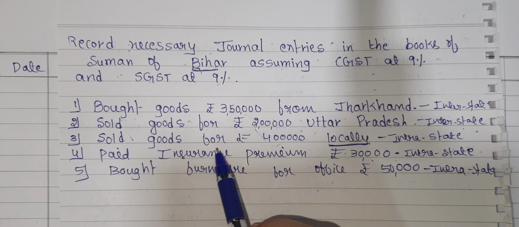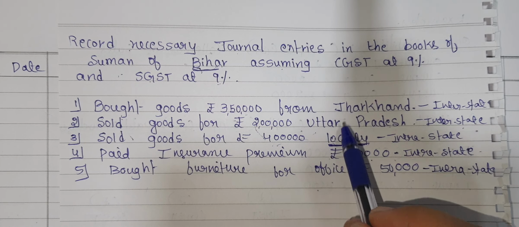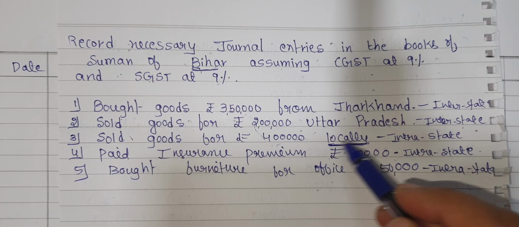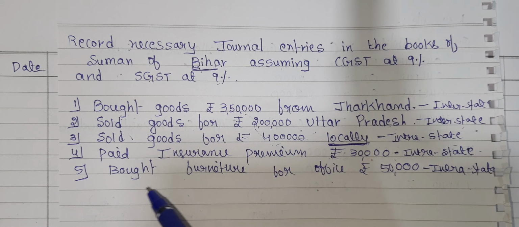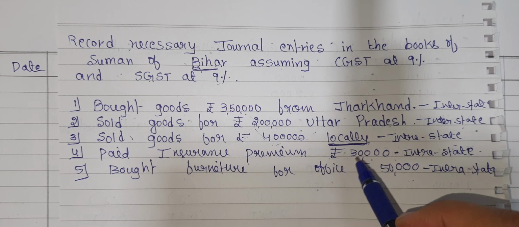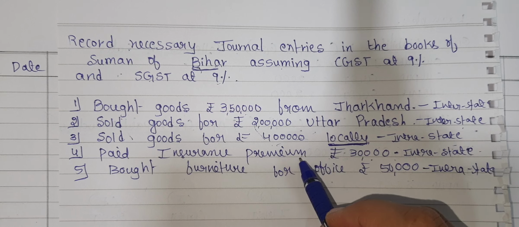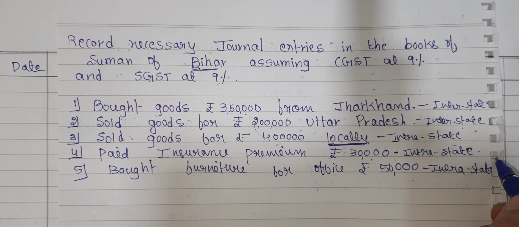Third one, sold goods for rupees 4 lakh locally. Here they said locally, which means within Bihar only. They sold the goods within Bihar, so this transaction falls under intra-state. Next one, paid insurance premium, that is rupees 30,000, which means paid the insurance premium in Bihar. So this is also an intra-state transaction.